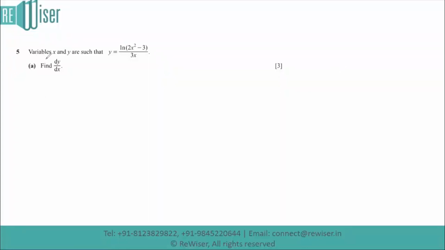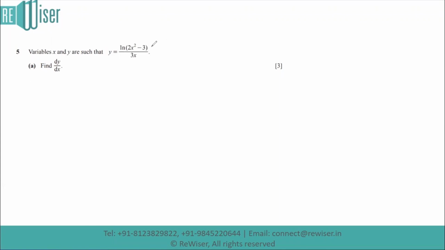In question number 5, variables x and y are such that y equals ln of (2x² − 3) over 3x², and we need to find dy/dx. So clearly we need to apply the quotient rule here.